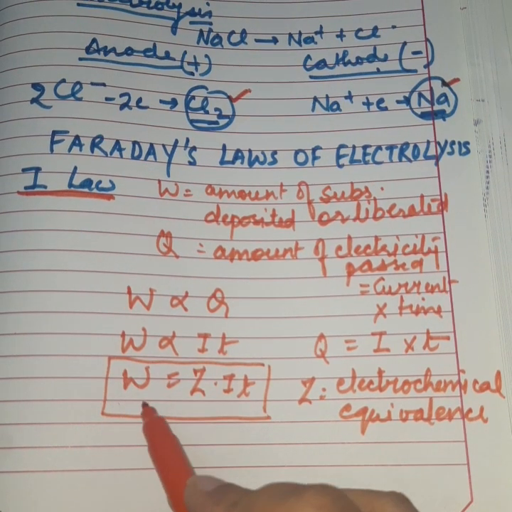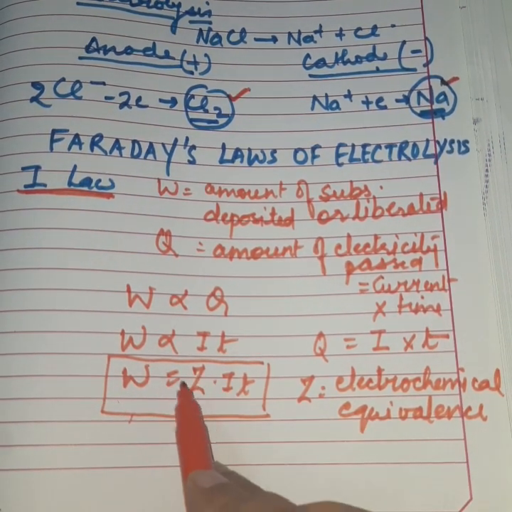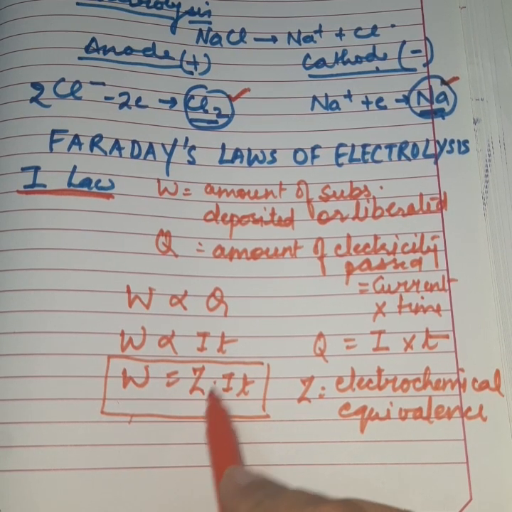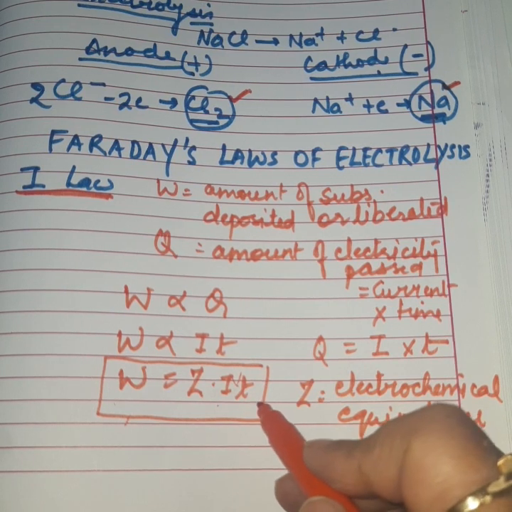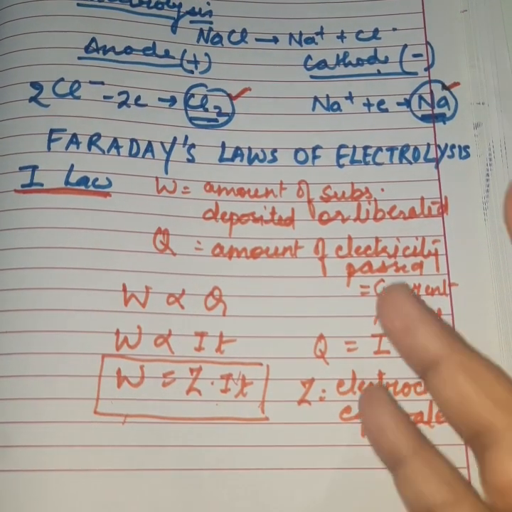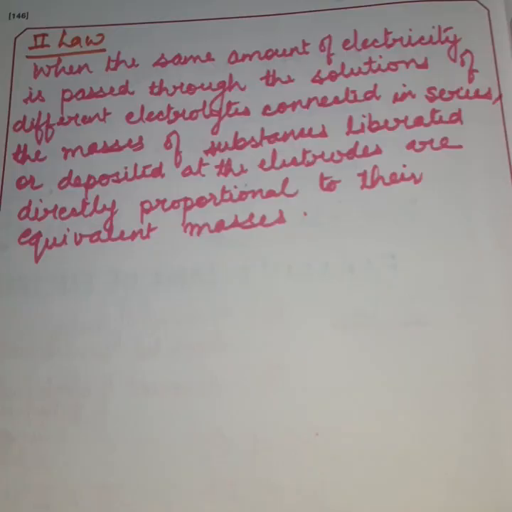So the amount of substance liberated or deposited is equal to the product of the electrochemical equivalence of the substance multiplied by the current I in amperes multiplied by the time in seconds for which it is passed through the solution. Alright, now it's time to see the second law.